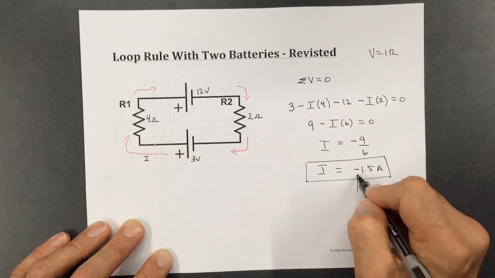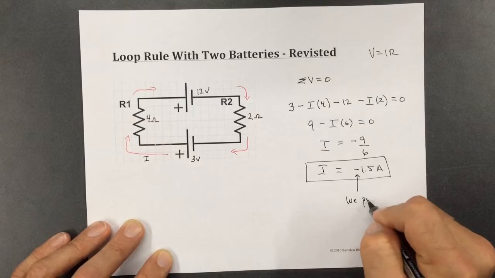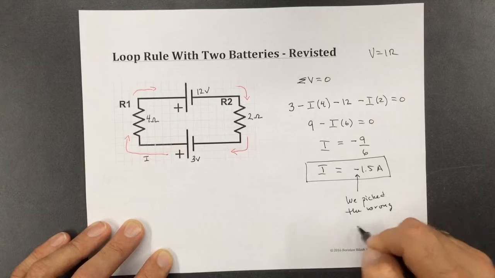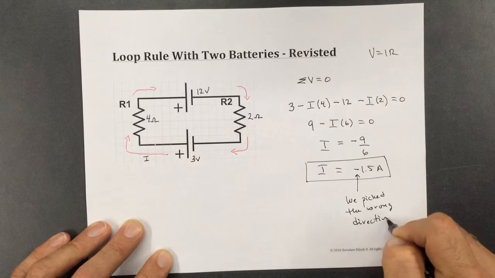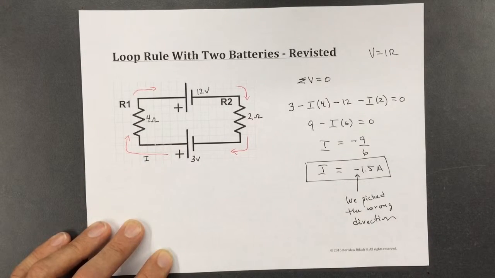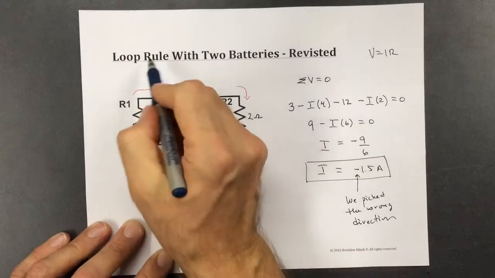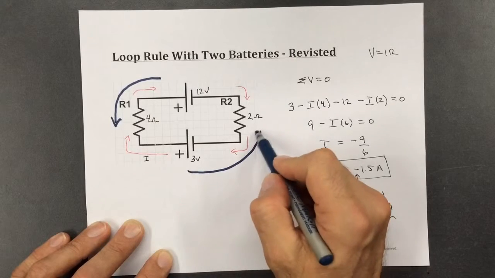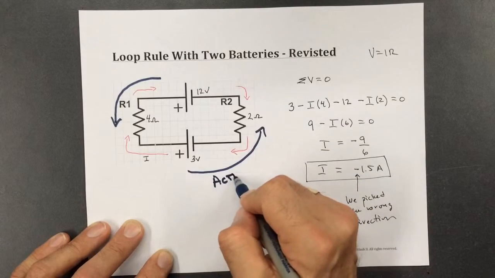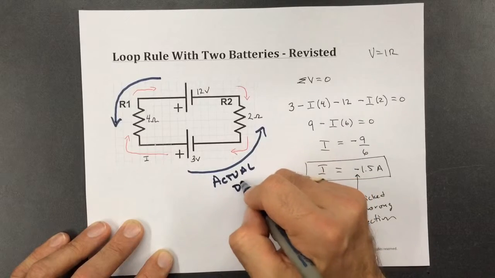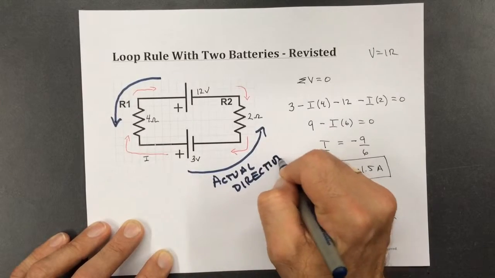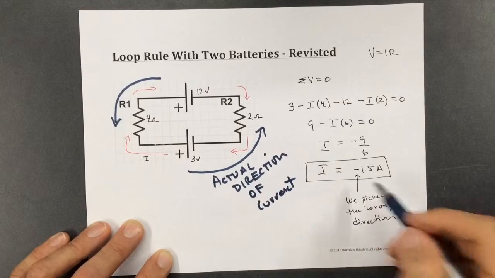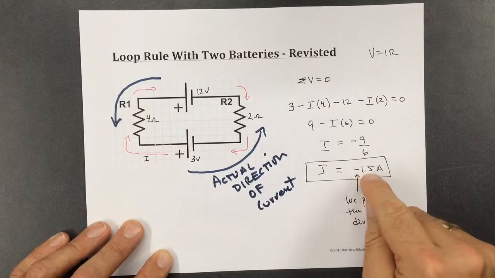Okay, so this negative number, what that means, we picked the wrong direction. Okay, so what does that mean? That means the current is actually in that direction. Actual direction of current. So that's how we resolve if we end up getting a negative current calculation.